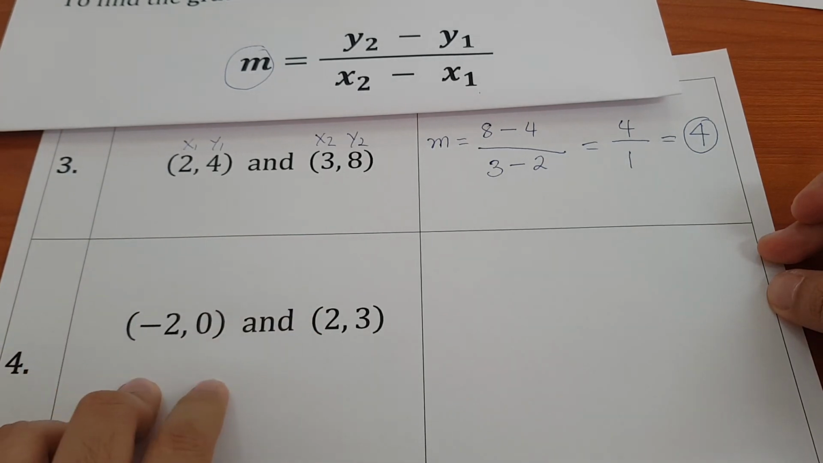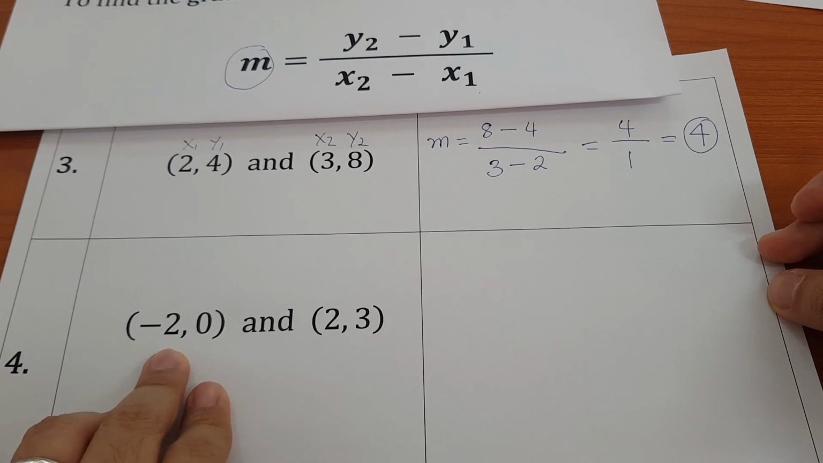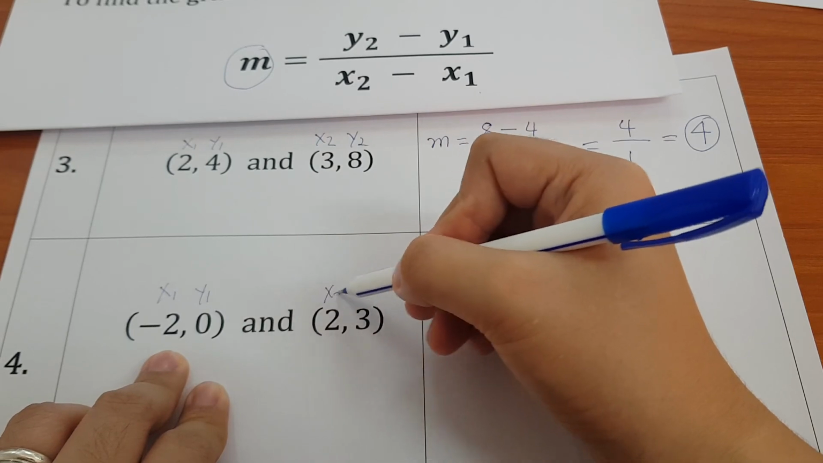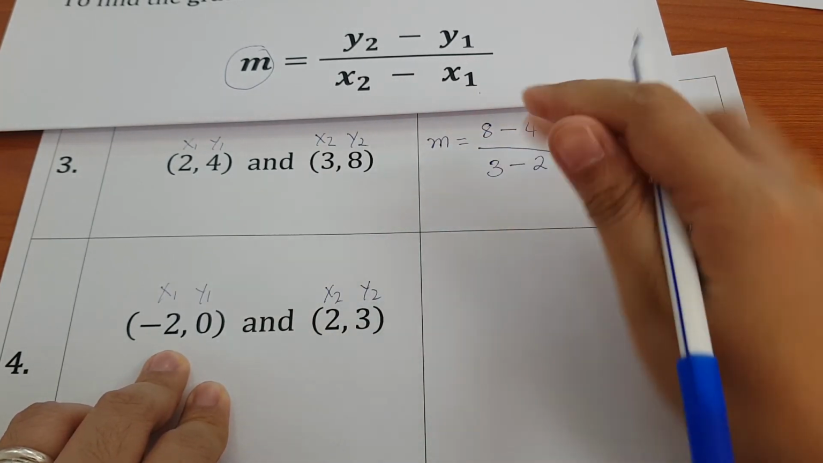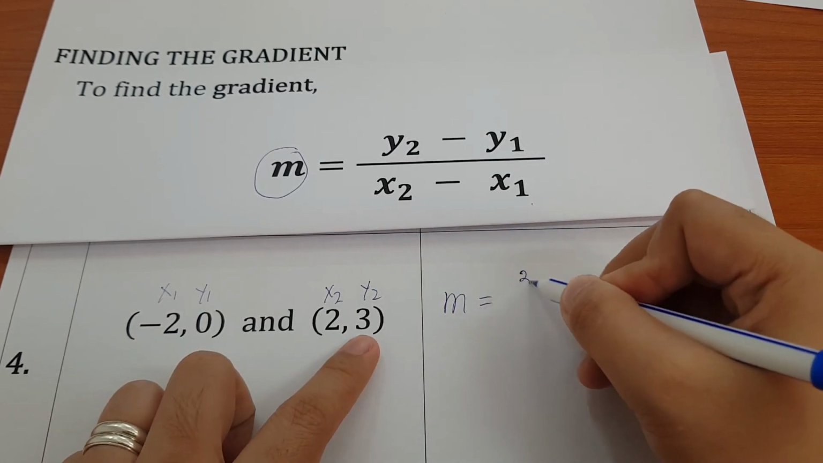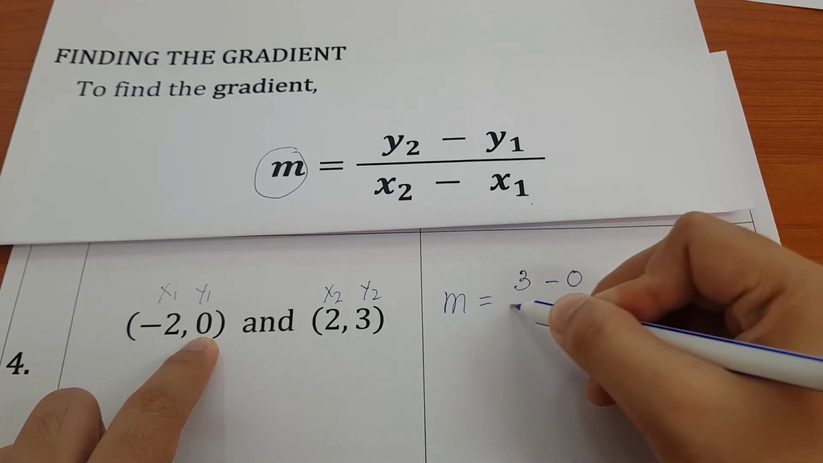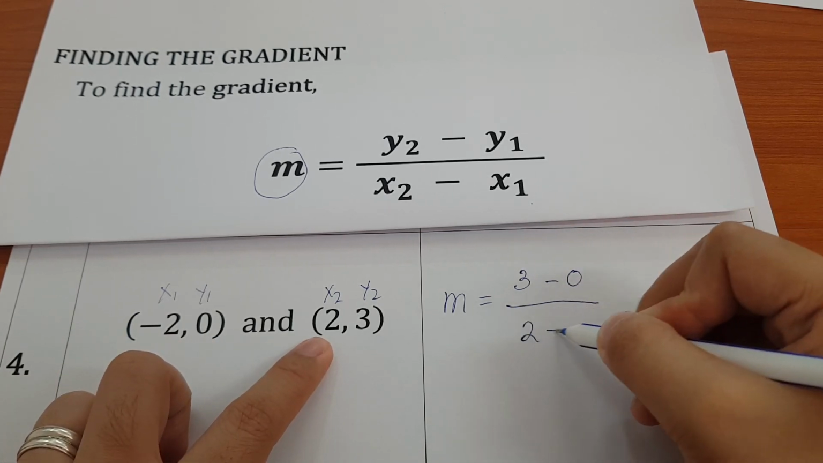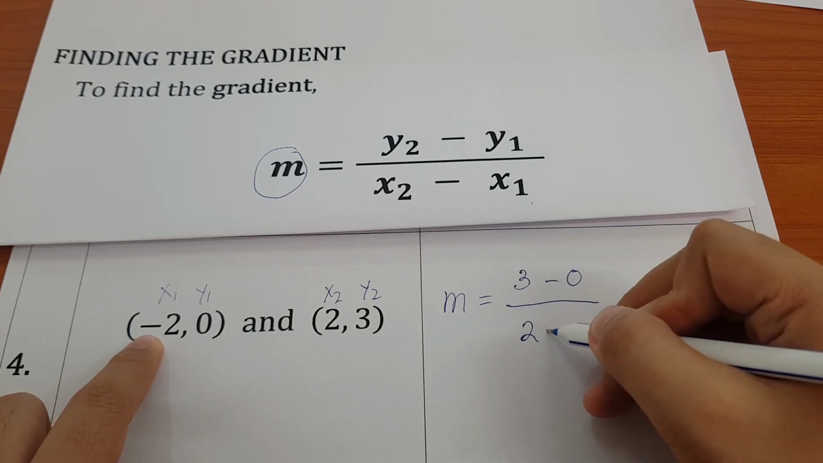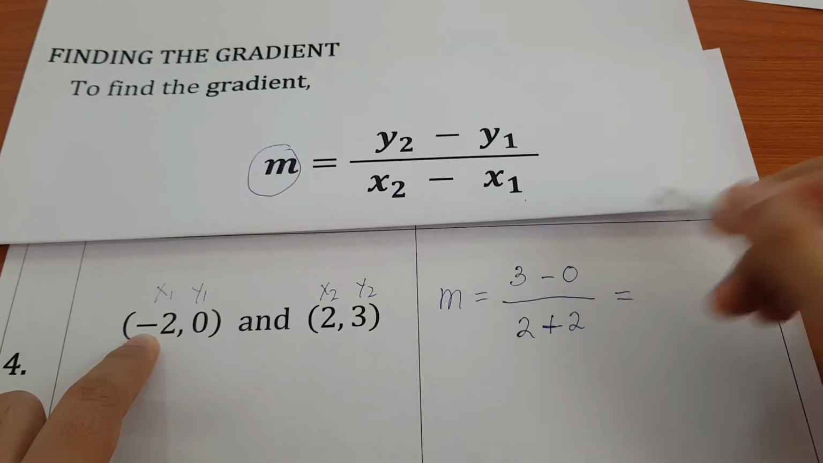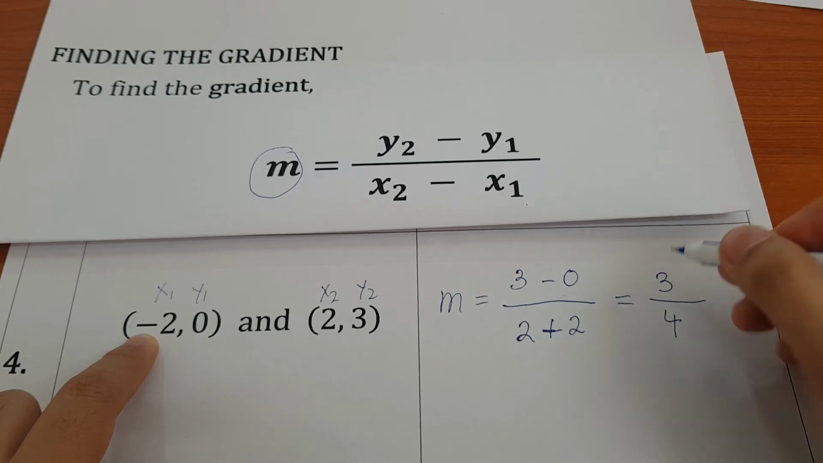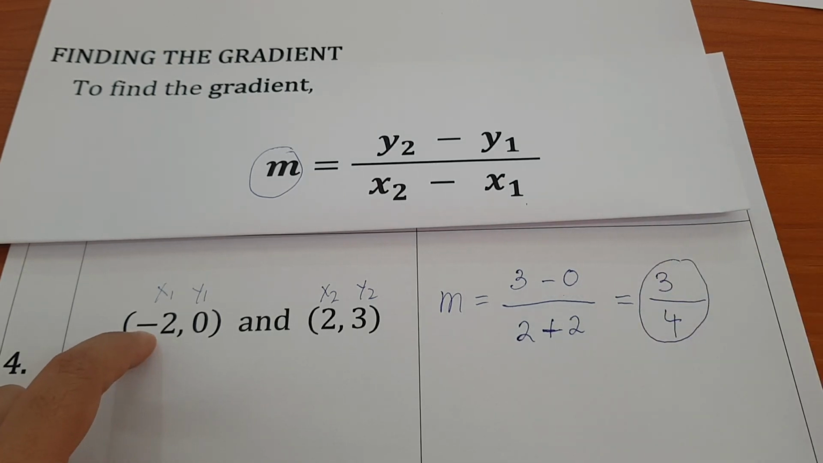Now let's have another example. The points are (minus 2, 0) and (2, 3). This is your x1, y1, x2, y2. Using the formula, m is y2, which is 3, minus y1, which is 0, over x2, which is 2, minus x1, which is minus 2, so minus and minus give a positive. So 3 minus 0 is 3, and 2 plus 2 is 4. The gradient is 3 over 4.